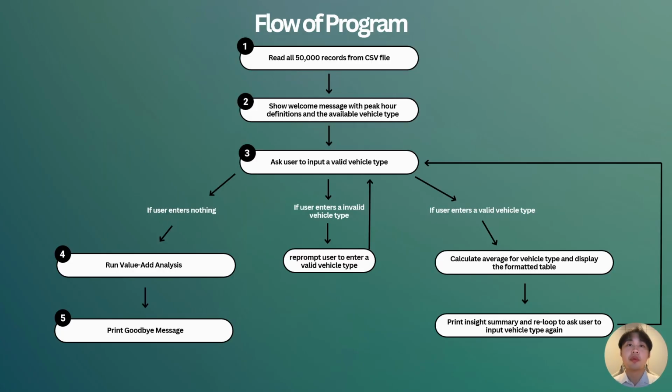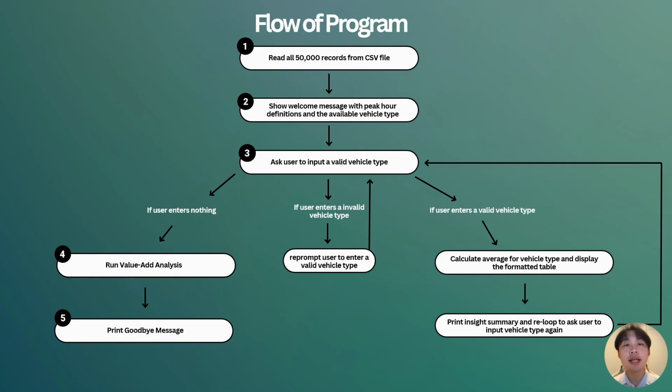So moving on to my program flowchart. Steps 1 and 2 will run once at the start, reading all the records from the CSV and displaying the welcome message. Step 3 will then ask the user for a vehicle type, and this is where the loop begins. If the user enters a valid type, the program will move through, calculating averages, displaying the formatted table, and printing the insight summary before looping back to step 3 to ask again.